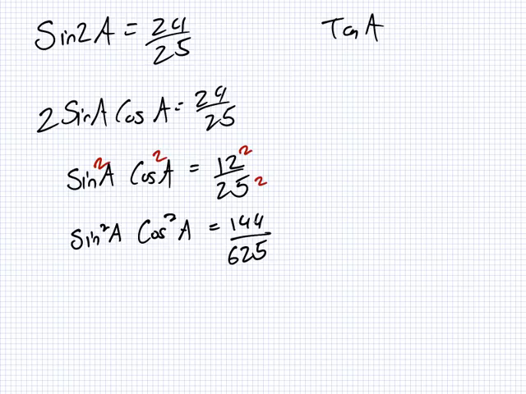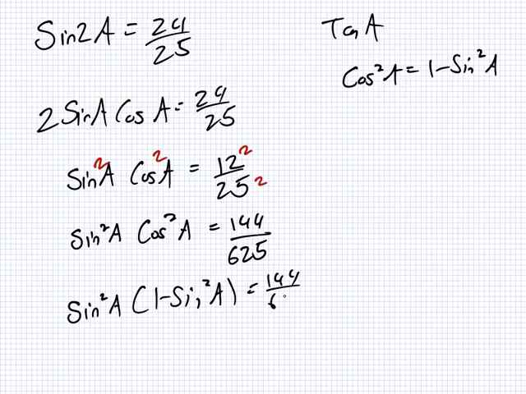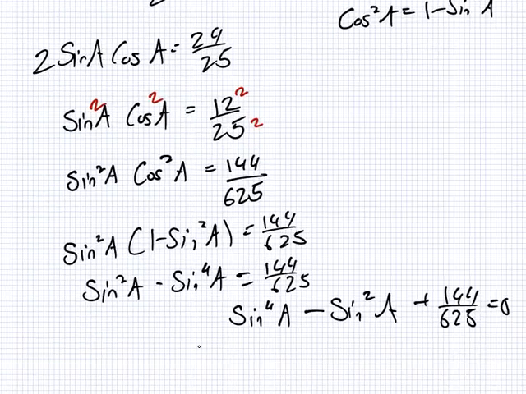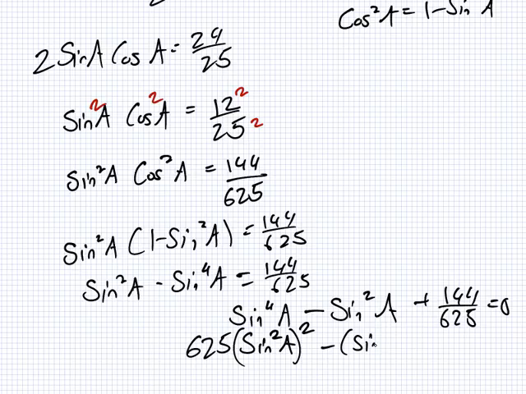Now you might say, well, why do that? Because I can change cos squared into sine squared if I like, which I do. So I have sine squared A times (1 minus sine squared A) equals 144 over 625. So I get sine squared A minus sine to the power 4 A equals 144 over 625. So we get sine to the power 4 A minus sine squared A plus 144 over 625 equals 0. Or if you want, that's 625 sine to the power 4 A minus 625 sine squared A plus 144 equals 0.